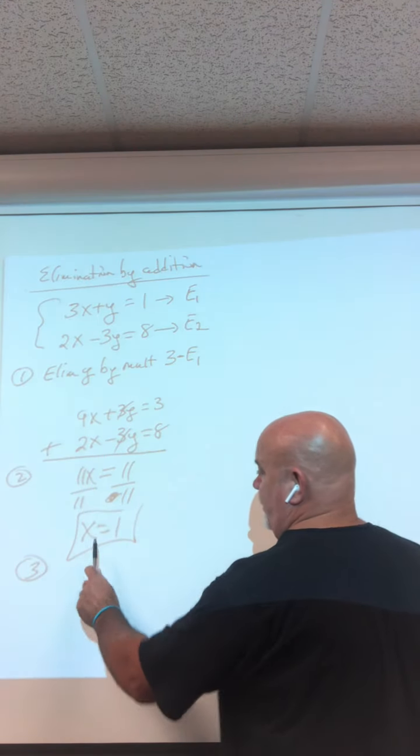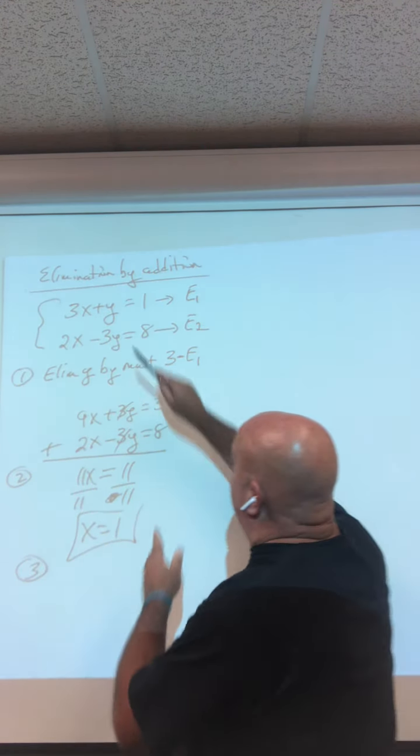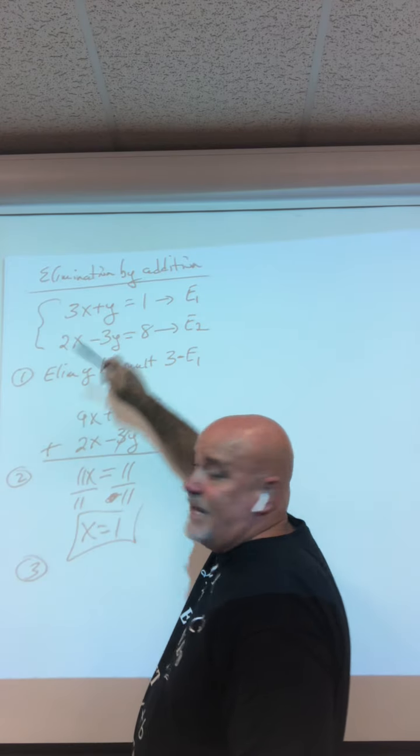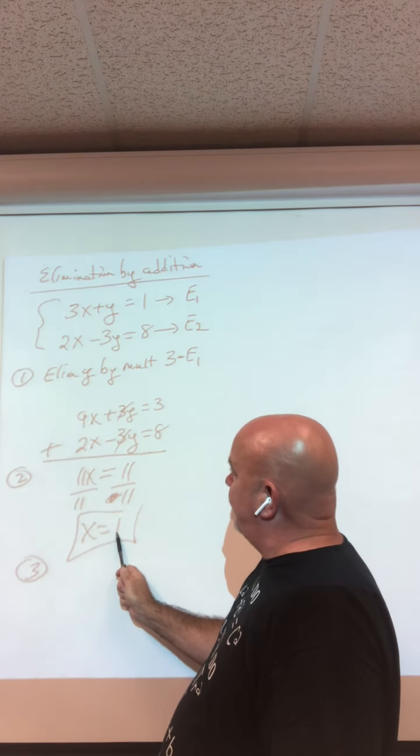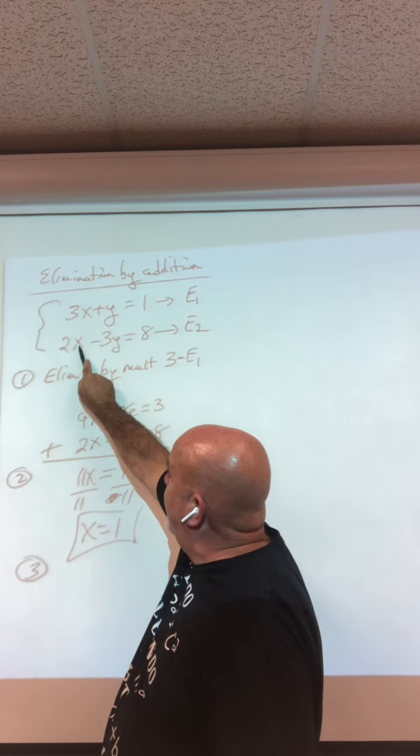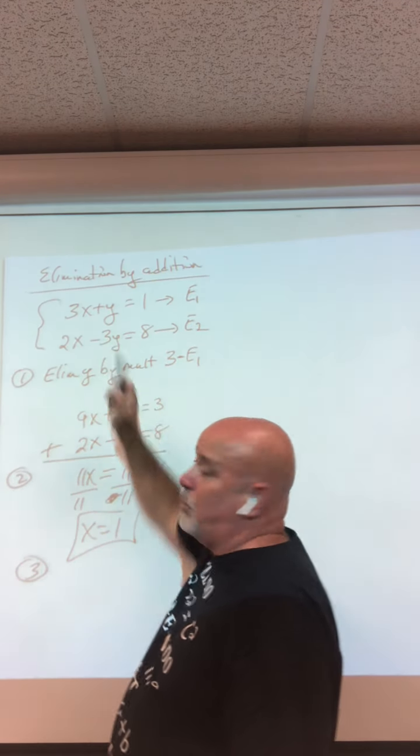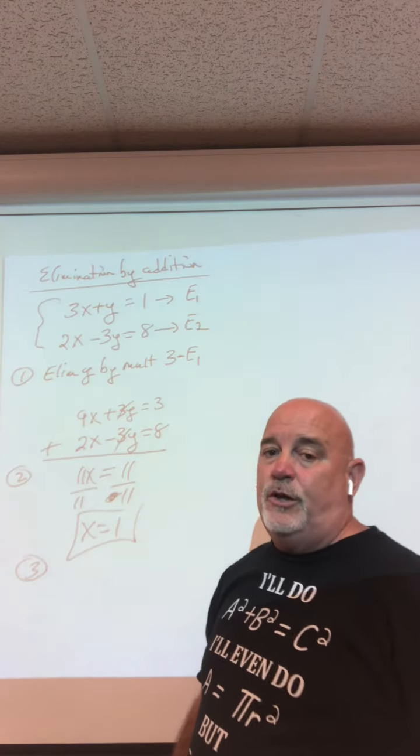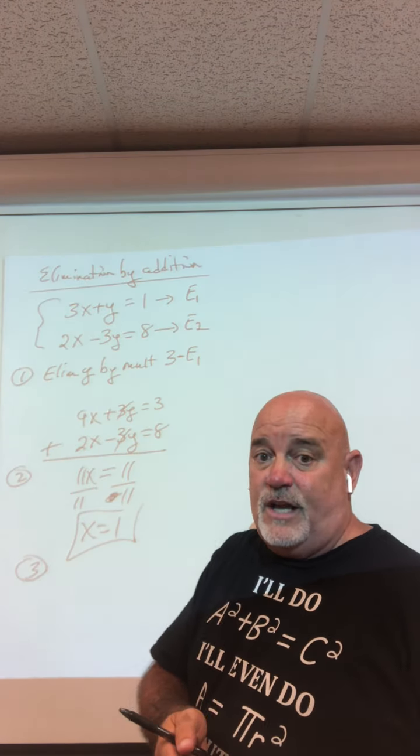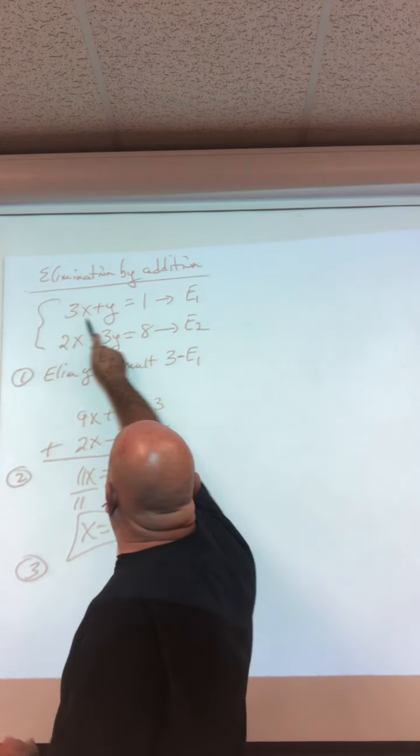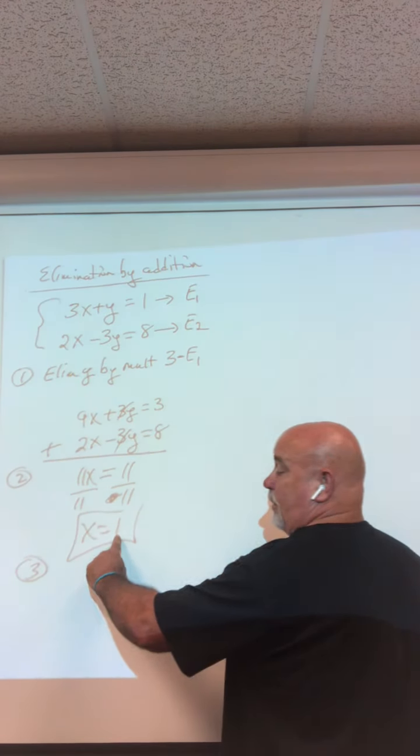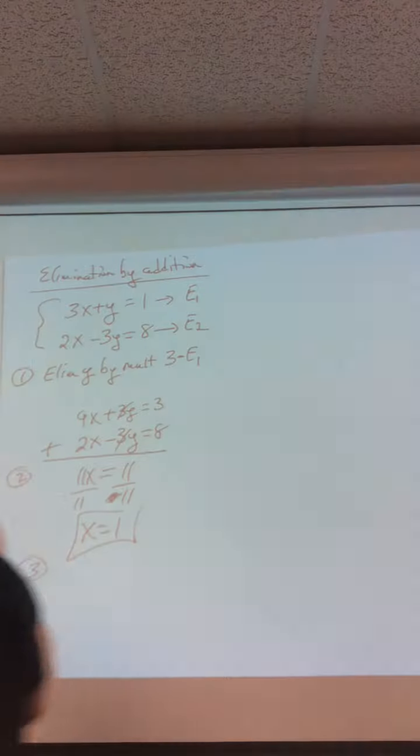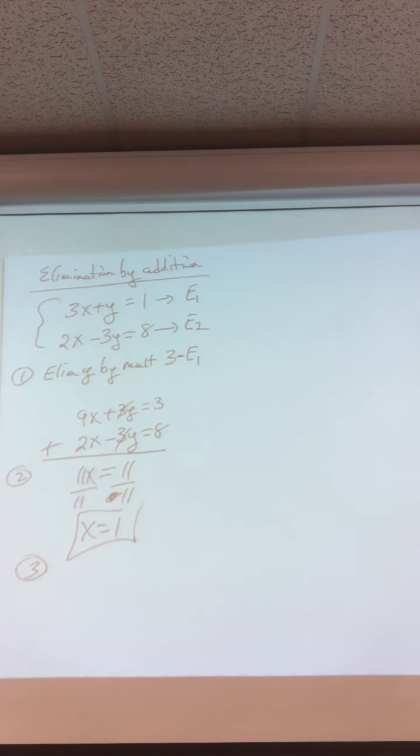So what I'm going to do is take this number, come back to either one of these, it doesn't matter which one, and plug this number in for x, either right here or right there, and find y. Doesn't matter which one you pick, so pick the one with the smallest numbers. So look, E1, the numbers are a little smaller than E2. So I'm going to plug this into E1. So let's write E1 back down.